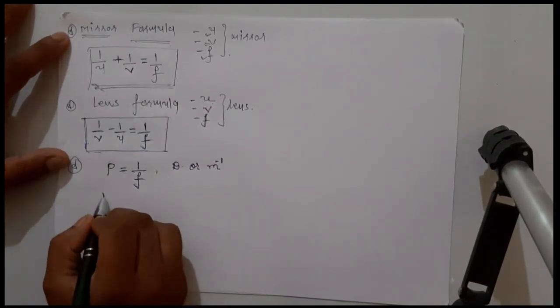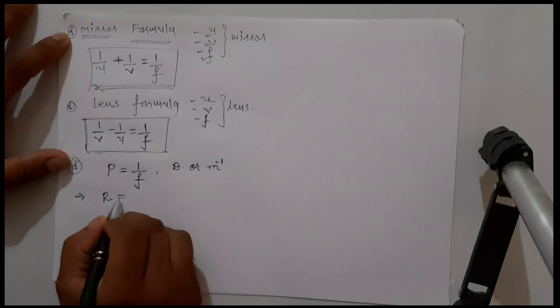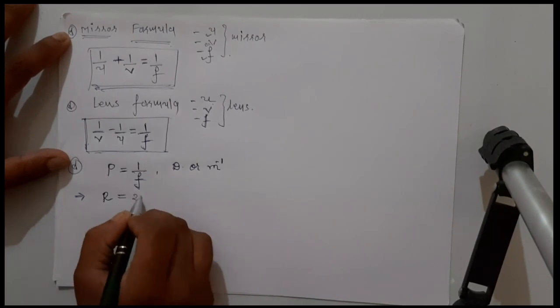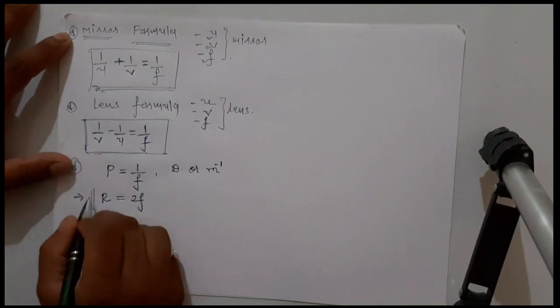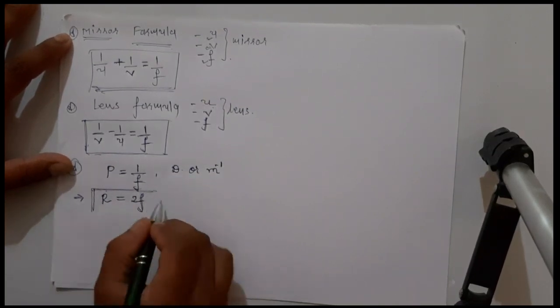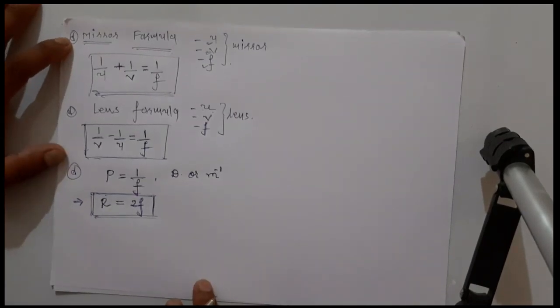Also we can say that r, the radius of curvature, is equal to twice the focal length. Radius of curvature is equal to twice the focal length. So this must also be in our mind.